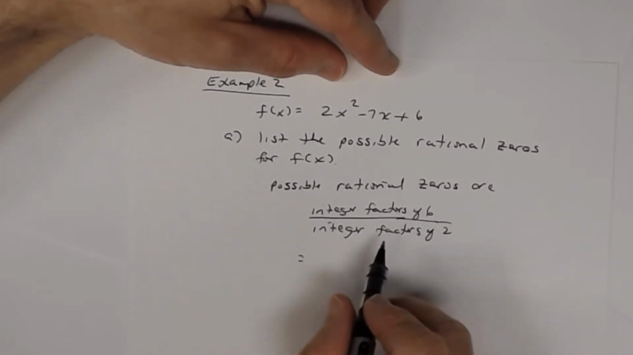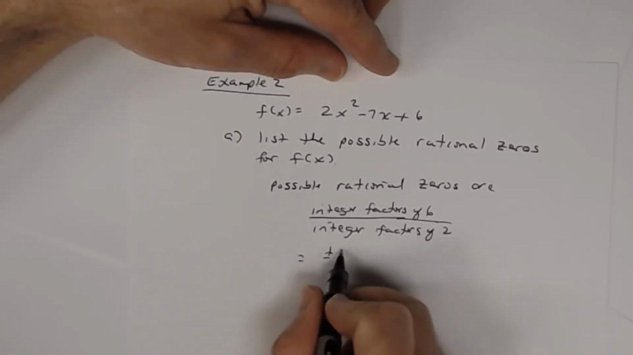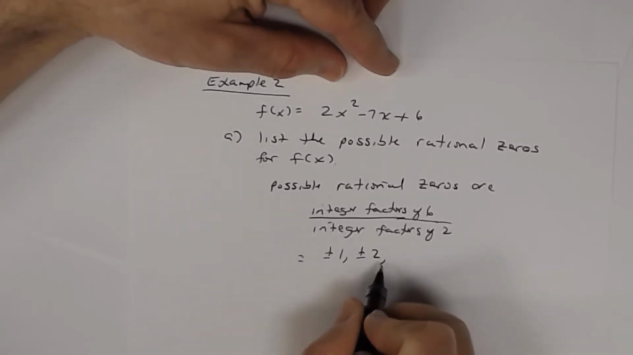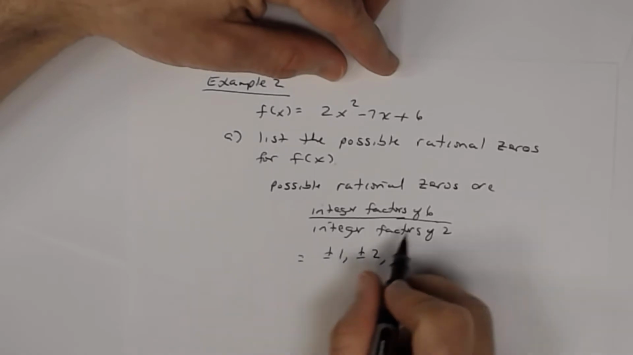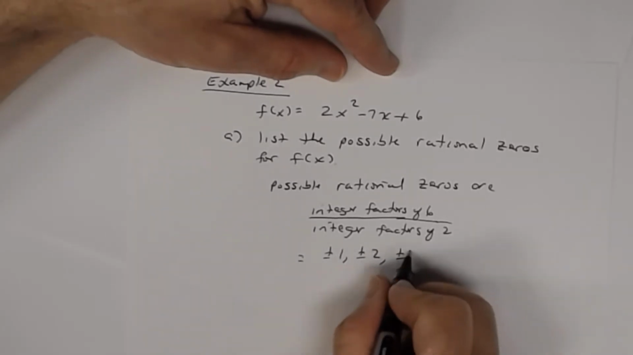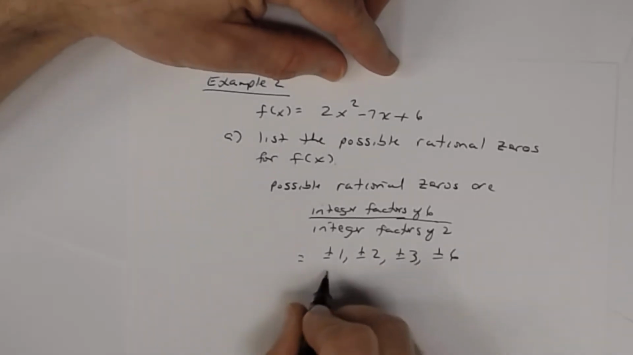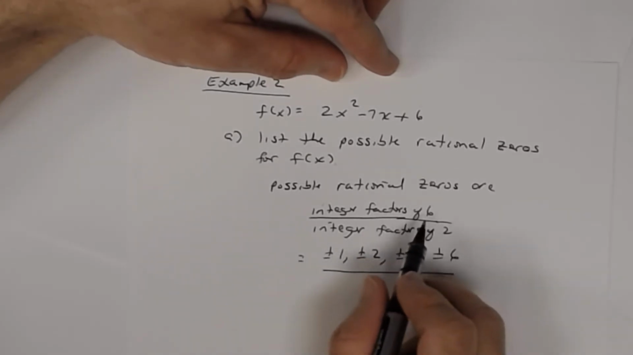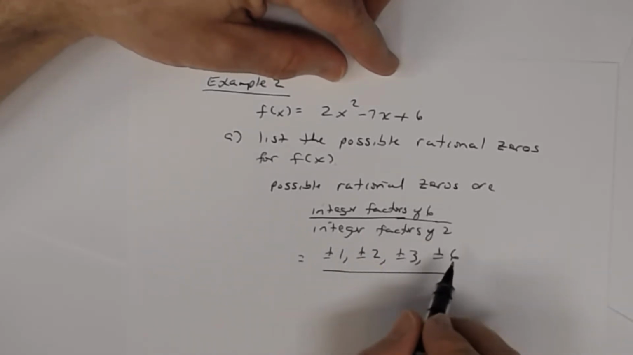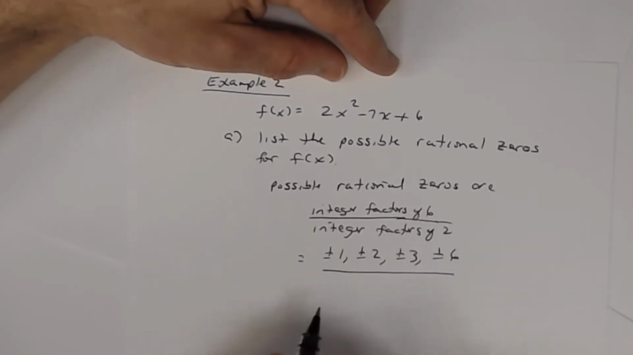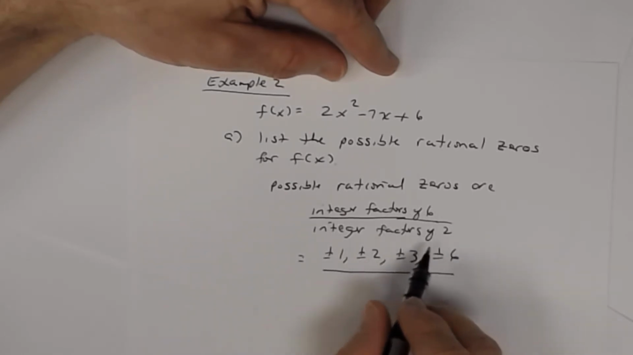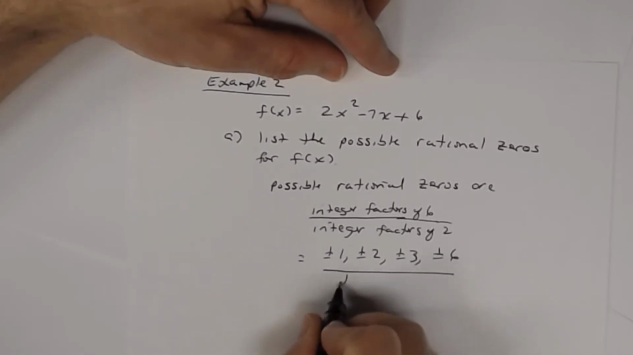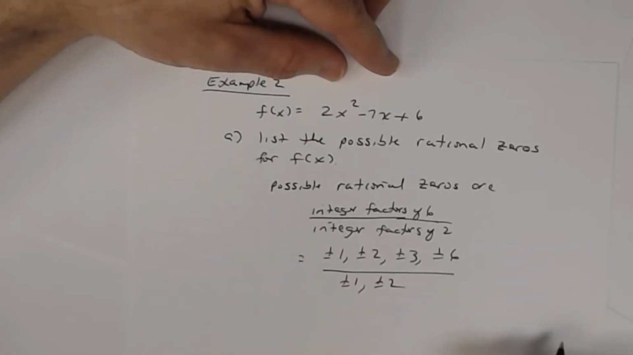Don't forget the plus or minus. So plus or minus 1, plus or minus 2, right? Because 2 times 3 is 6, 1 times 6 is 6. Plus or minus 3, plus or minus 6. Y'all agree that's all of them, right? 1 goes into 6 evenly, 2 goes into 6 evenly, 3 goes into 6 evenly, 6 goes into 6 evenly. For the denominator, the integer factors of 2 are plus or minus 1, plus or minus 2, and that's it.